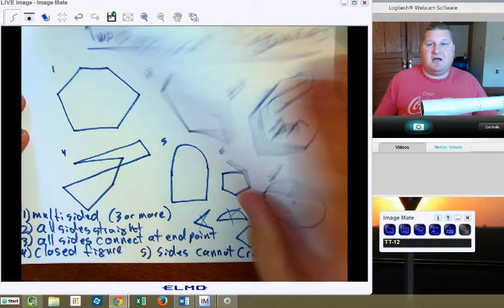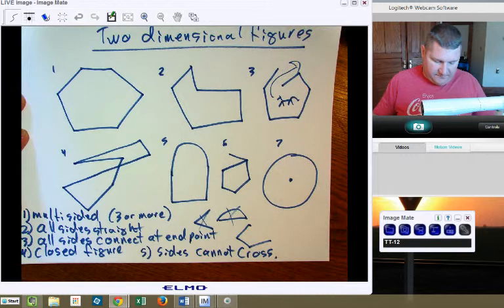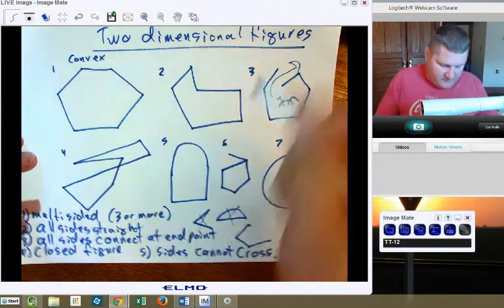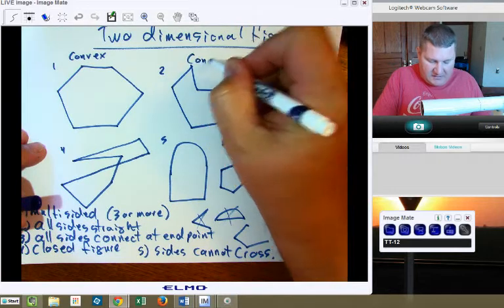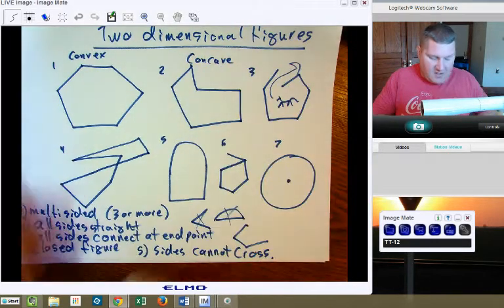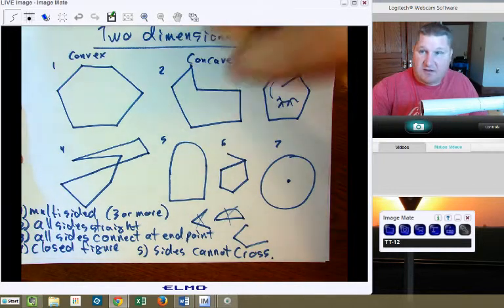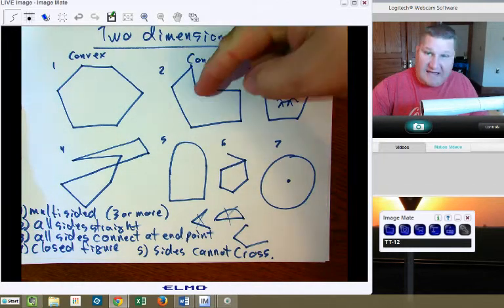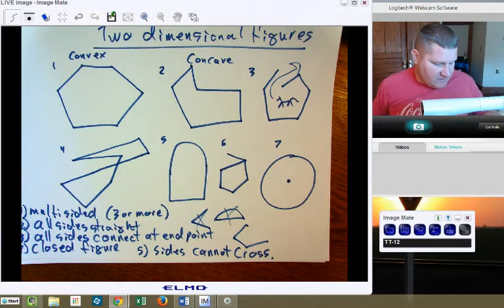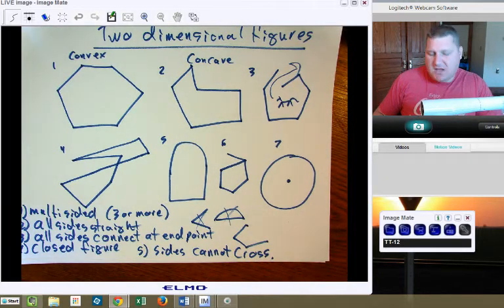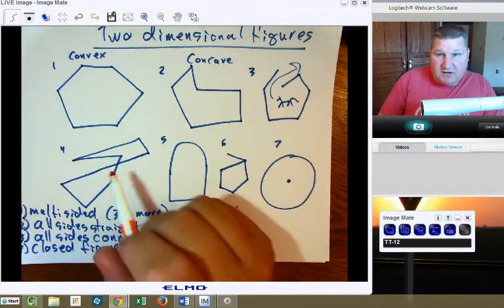Now, let's talk about convex and concave. This would be convex. This would be concave. Now, first of all, you have the easy way to remember it because this one is kind of pounded and it's caved in. So that's one way to remember it, but that's not really a mathematical definition. So we can't really use that. What we're going to use is diagonals.